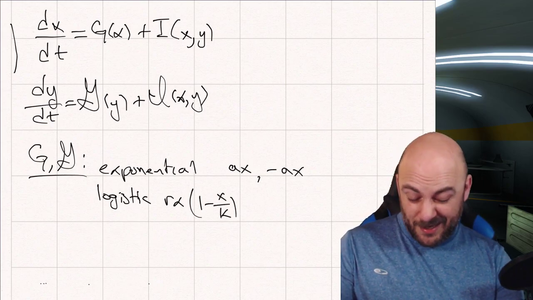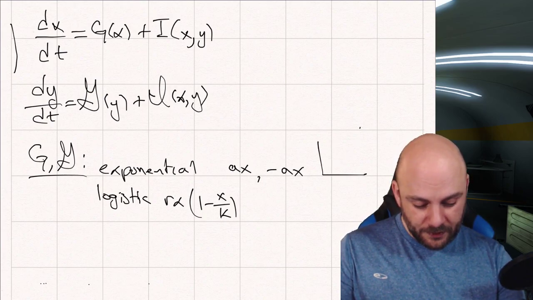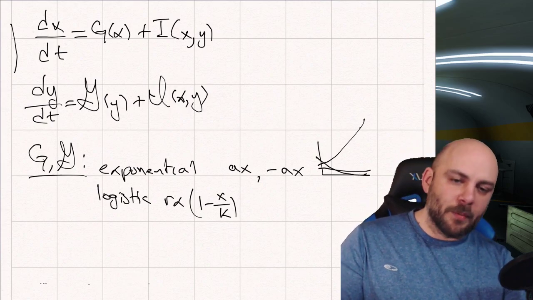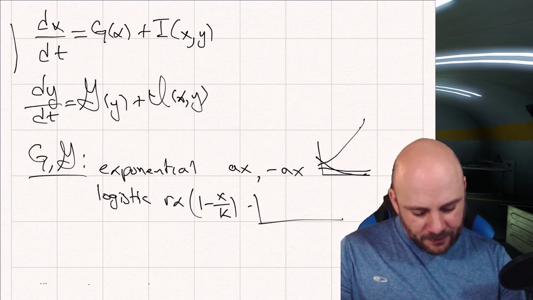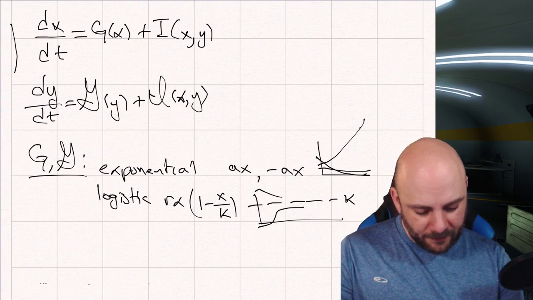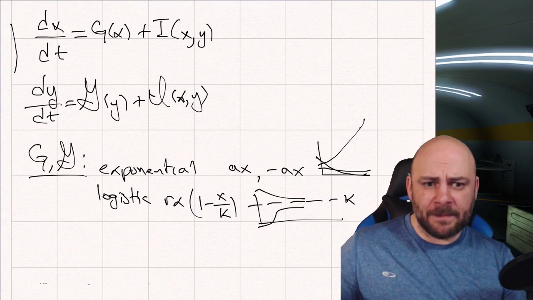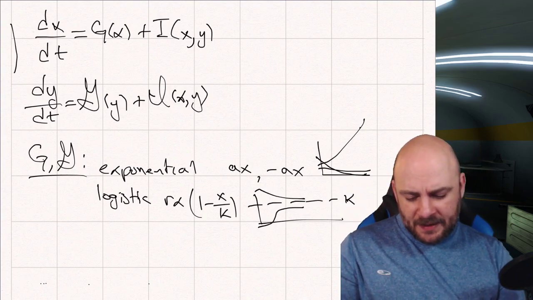If we remember what these look like, our exponential growth looks like this. Exponential decay looks like that, right? That's not what exponential decay looks like. I'm having trouble drawing exponential decay. Cut me some slack. What logistic growth looks like is that there's some carrying capacity, K. Below it we've got this S-shaped curve, and above it we've got this exponential decay down. We did that one already, once upon a time, all by itself, not in a system.